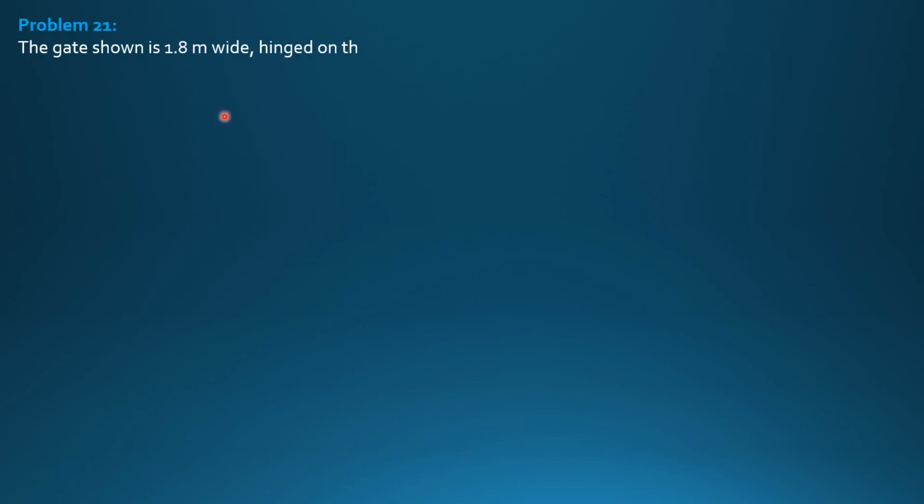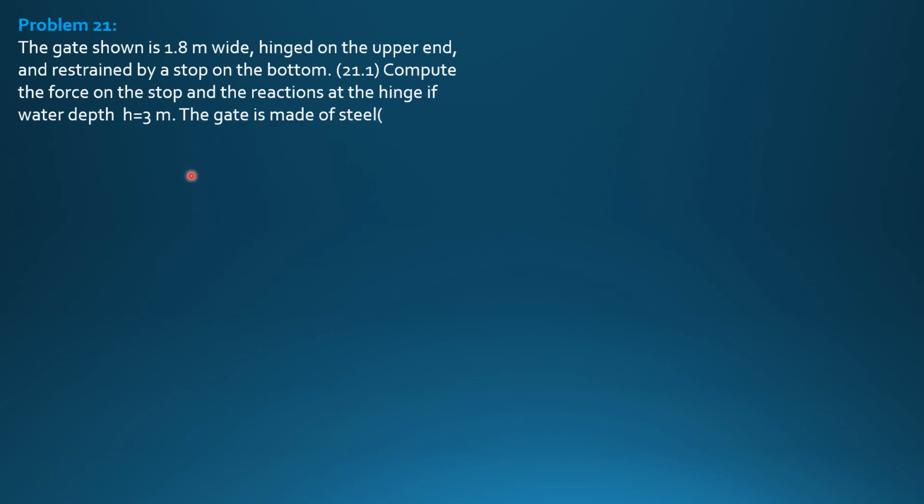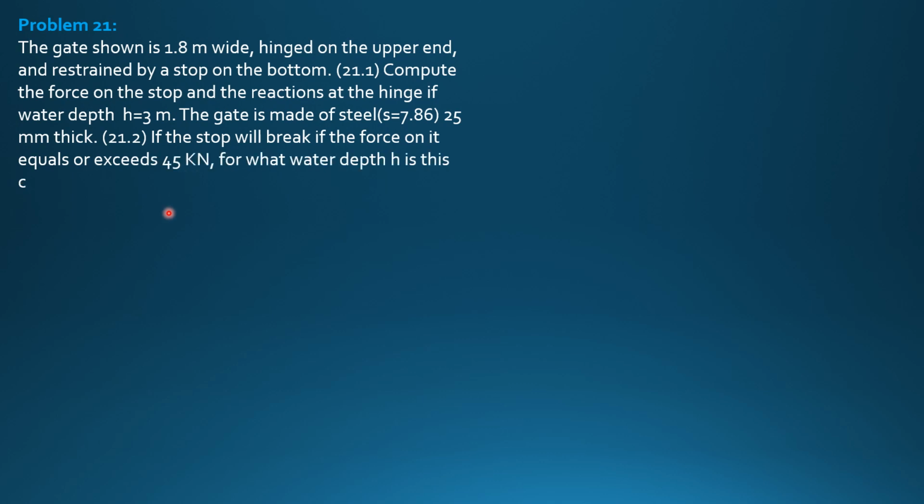The gate shown is 1.8 meters wide, hinged on the upper end and restrained by a stop on the bottom. Compute the force on the stop and the reactions at the hinge if water depth H is 3 meters. The gate is made of steel, specific gravity 7.85, 25 mm thick.